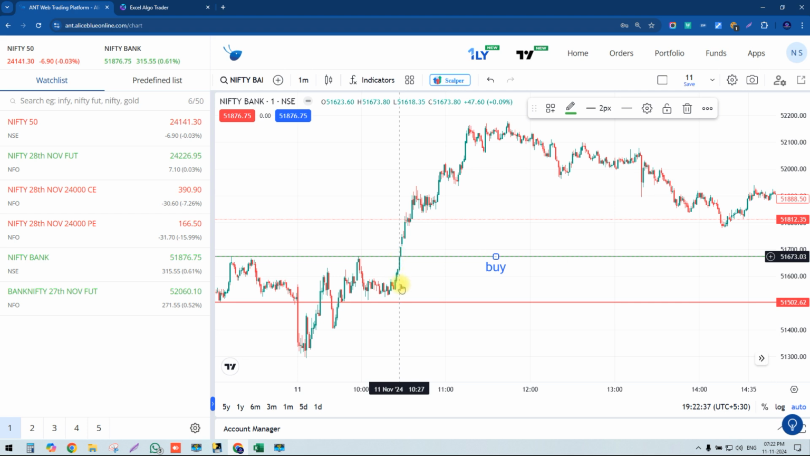Okay guys, you can see here I'm just showing you the time also. Here buy was generated in our breakout strategy in Bank Nifty. Here buy was generated and market went up. Okay, this is our breakout strategy and buy was generated. And let's see how many points the market went up.